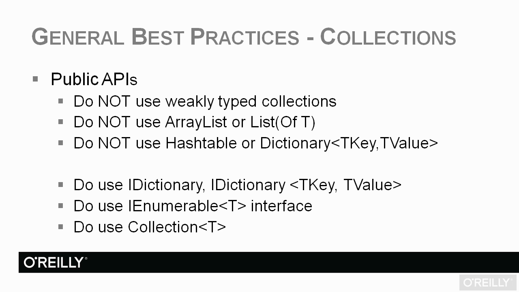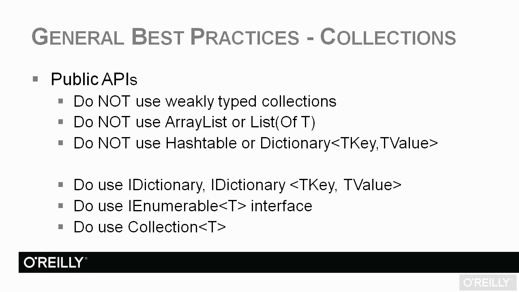They also suggest that you don't use ArrayList because it's weakly typed or a list of a templated type, nor do they want you to use Hashtable or Dictionary of templated types. And the reason is that those objects have a number of methods that they would prefer not be called from a public API, and they would prefer that that not be available, and that a lot of the methods are really for internal use. So that's their suggestion and guideline.